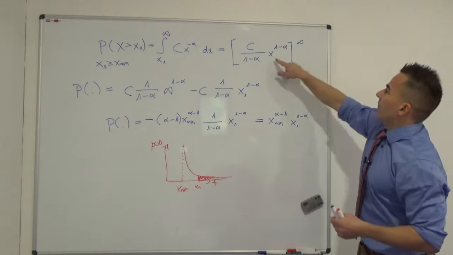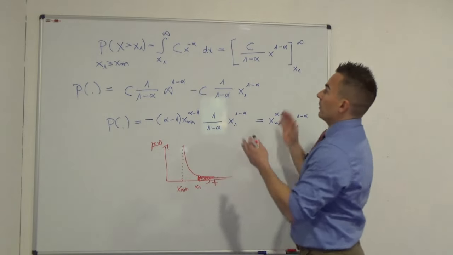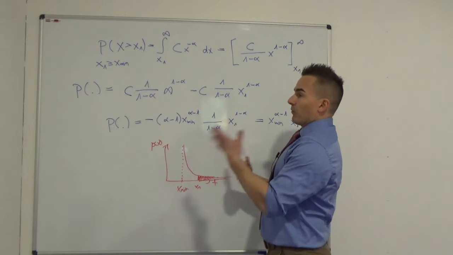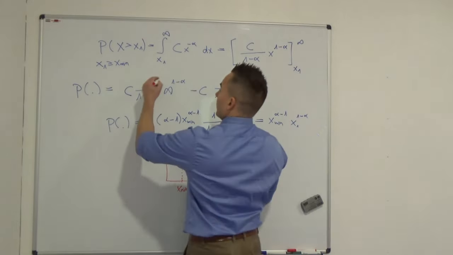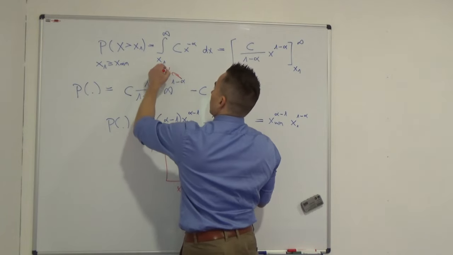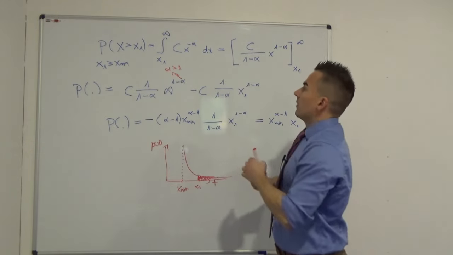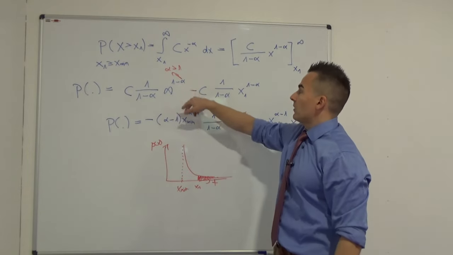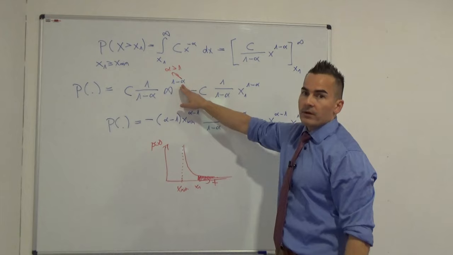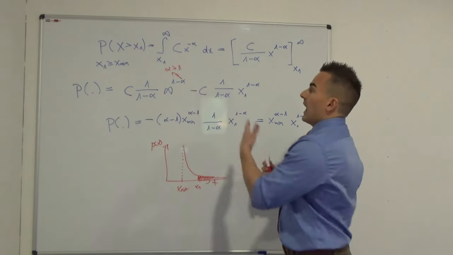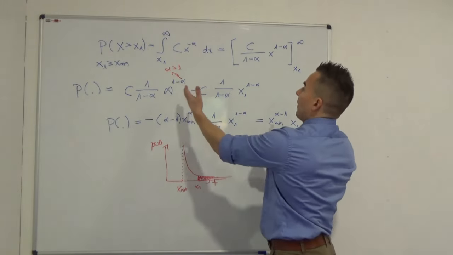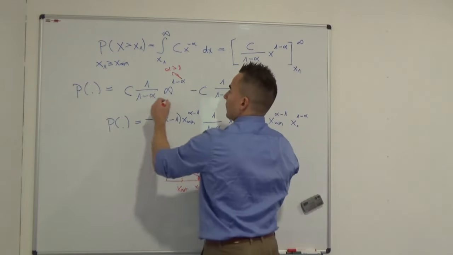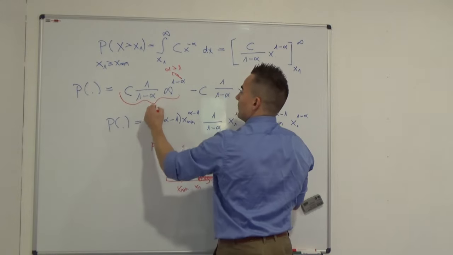So if we plug in infinity here, we have this expression, and we know already, okay, provided that alpha is larger than 1, the exponent here becomes negative. Let's say alpha is 1.1, 1 minus 1.1 is minus 0.1. And if x becomes very large, if it approaches infinity, this expression cancels out, because this becomes 0.